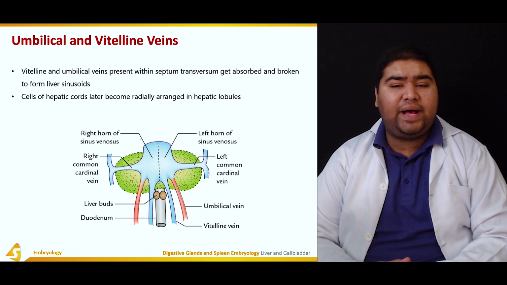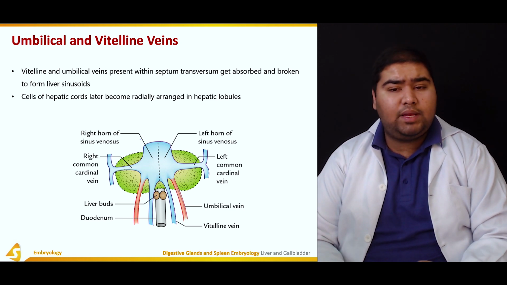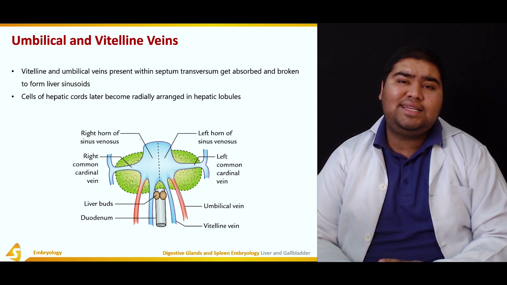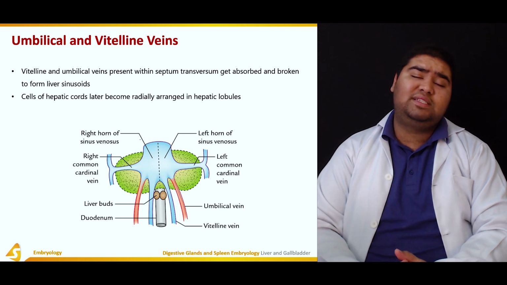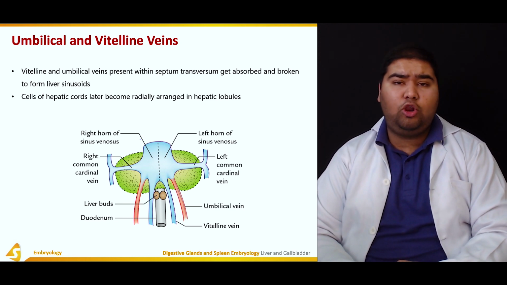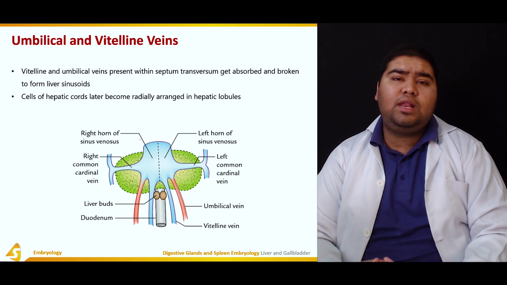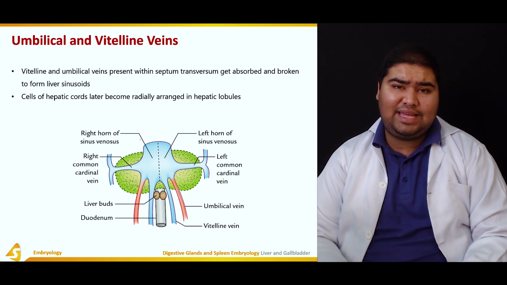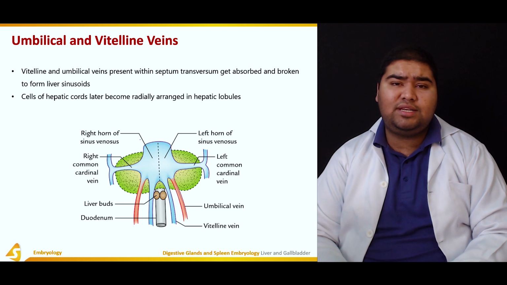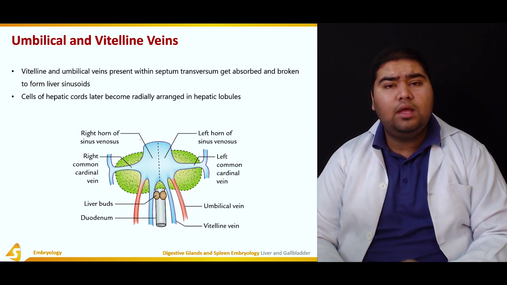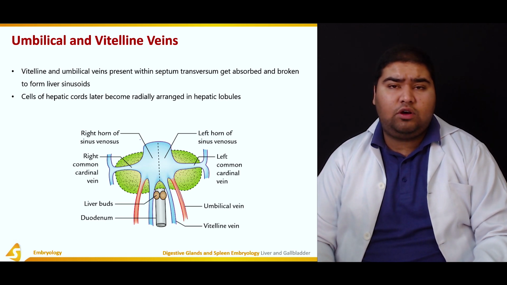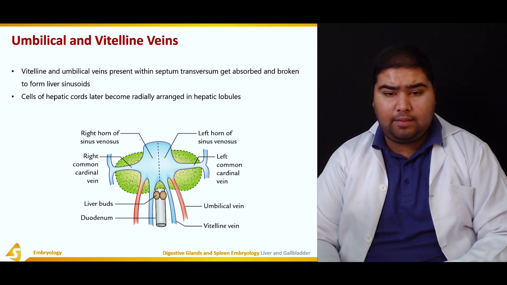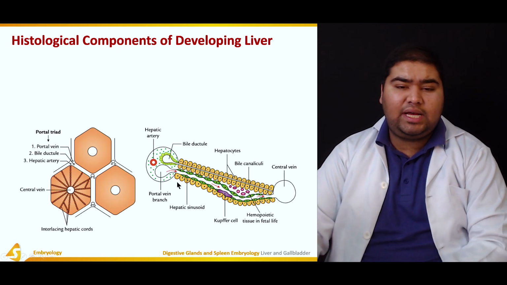So the cells of the hepatic cords now later become radially arranged in the hepatic lobules. So there's a radial arrangement of the hepatic cord cells within the hepatic lobules. A hexagonal lobule is formed with a center. From the center, the cells are radially arranged towards the periphery, and this is how the formation of the hepatic lobules takes place.